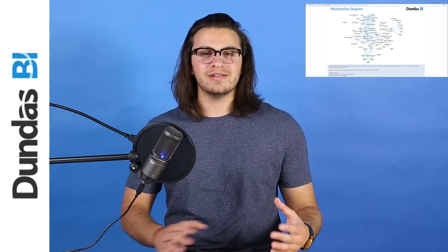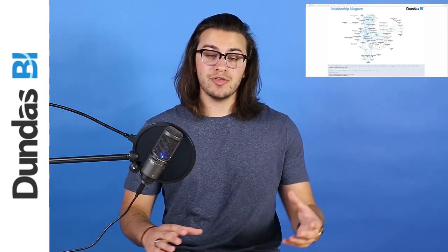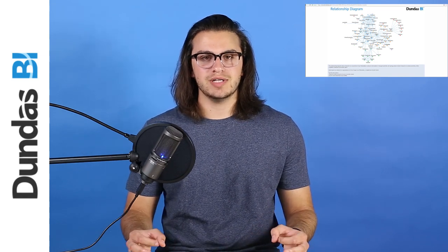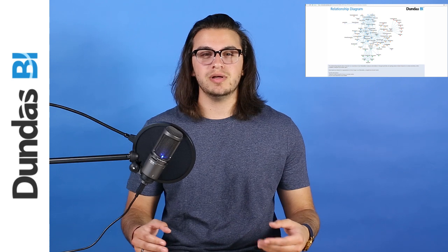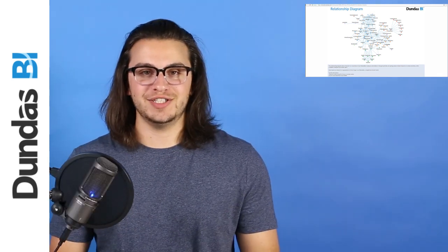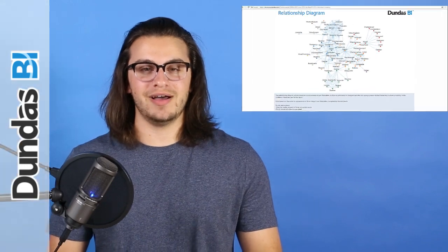But what exactly is the relationship diagram? Well, it's a collection of nodes that are connected to other nodes by way of links. The nodes are typically shown as circles, and the links, which connect the nodes, are typically straight lines or curved lines. Now let's take a look at what the relationship diagram looks like in Dundas BI.